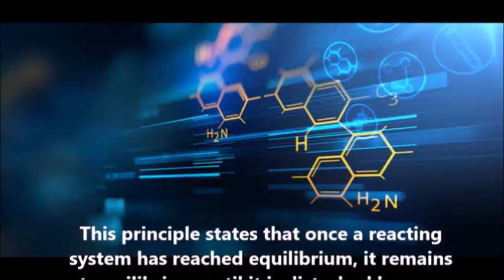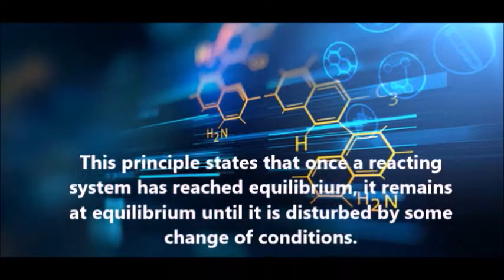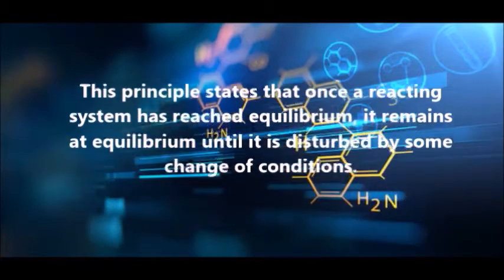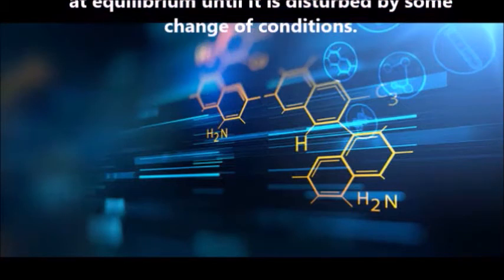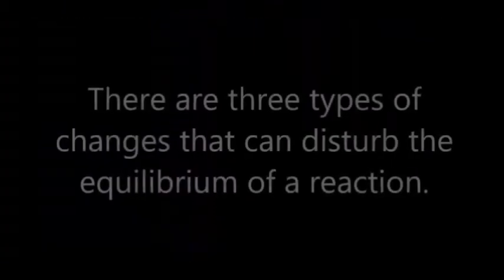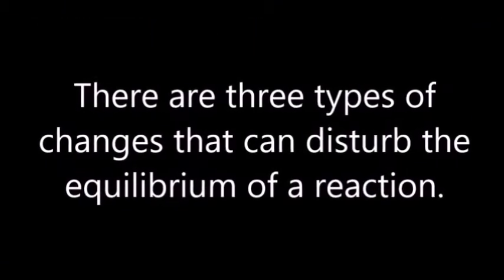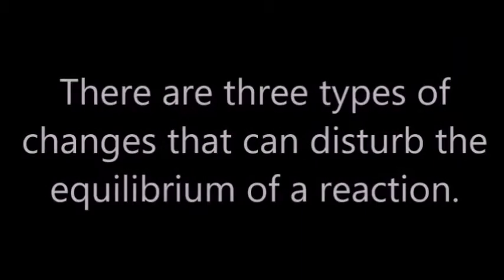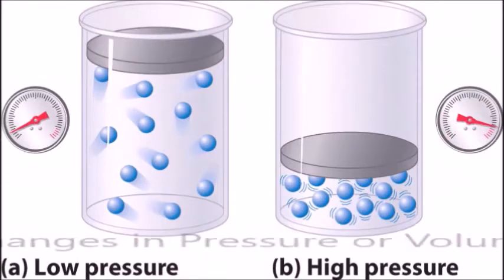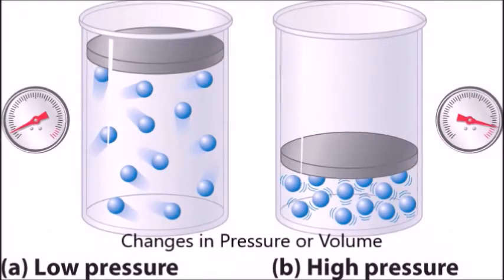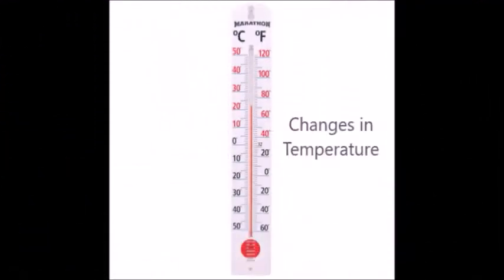This principle states that once a reacting system has reached equilibrium, it remains at equilibrium until it is disturbed by some change of conditions. There are three types of changes that can disturb the equilibrium of a reaction. 1. Changes in concentration. 2. Changes in pressure or volume for reactions that involve gases. And 3. Changes in temperature.